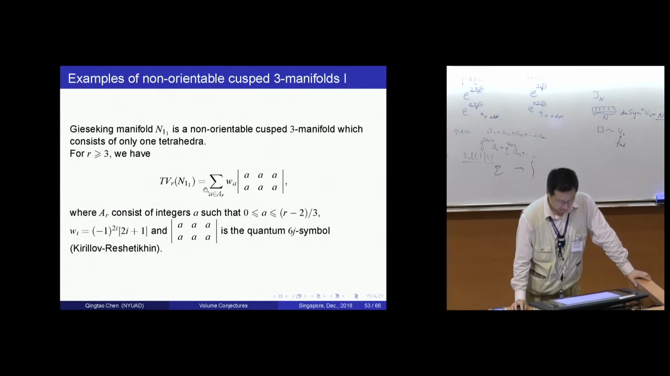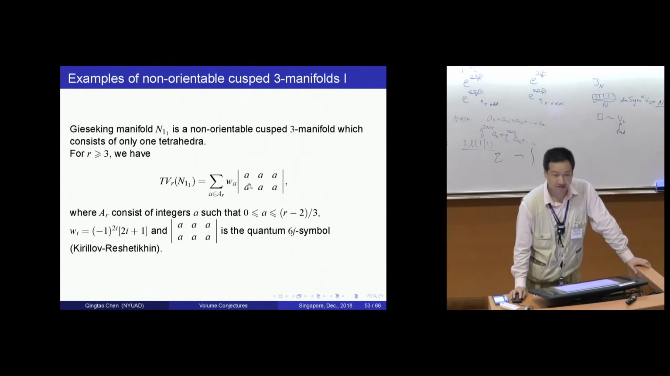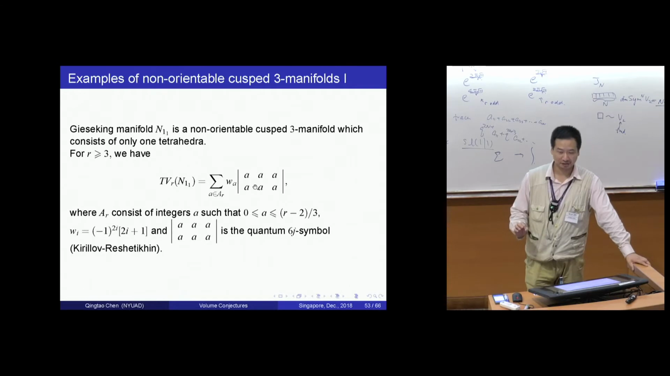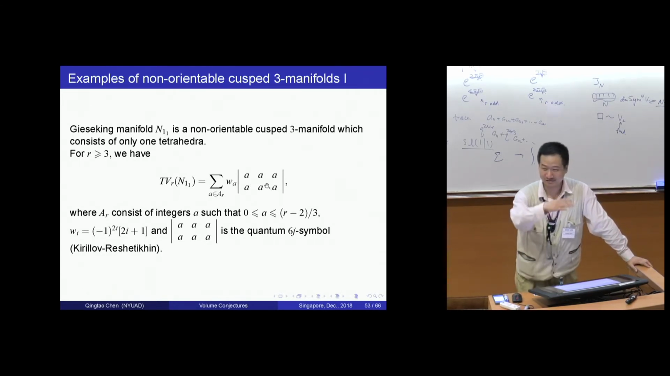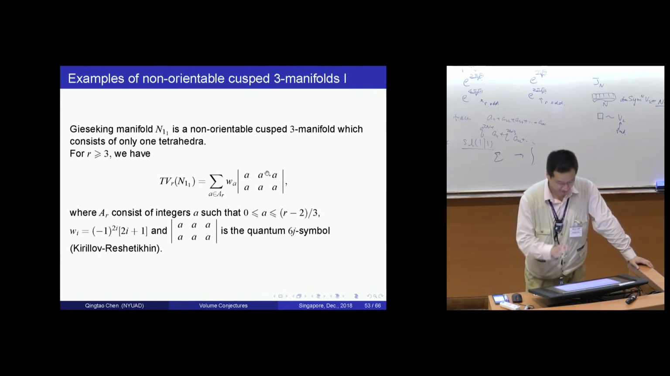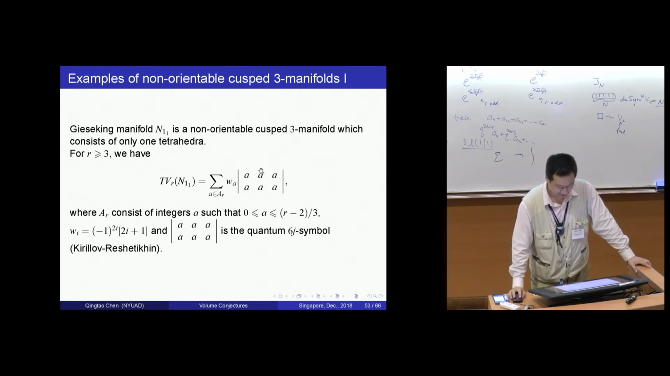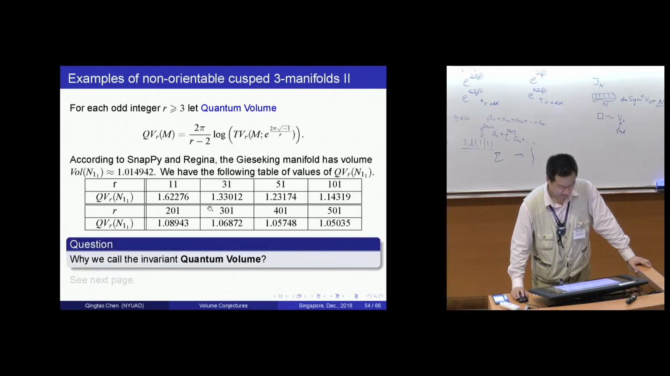And this is the quantum 6j-symbol. The quantum 6j-symbol actually is a complicated object. It looks like an innocent rabbit here, but it's like a monster. If you want to expand all the terms, it's quite complicated. So I don't want to expand it here, just let it look like an innocent rabbit. It consists of integers, so it runs over all these integers. This is the quantum 6j-symbol. So this is the Gieseking manifold. The quantum 6j-symbol is the building block for Turaev-Viro invariants. And we calculated those examples.